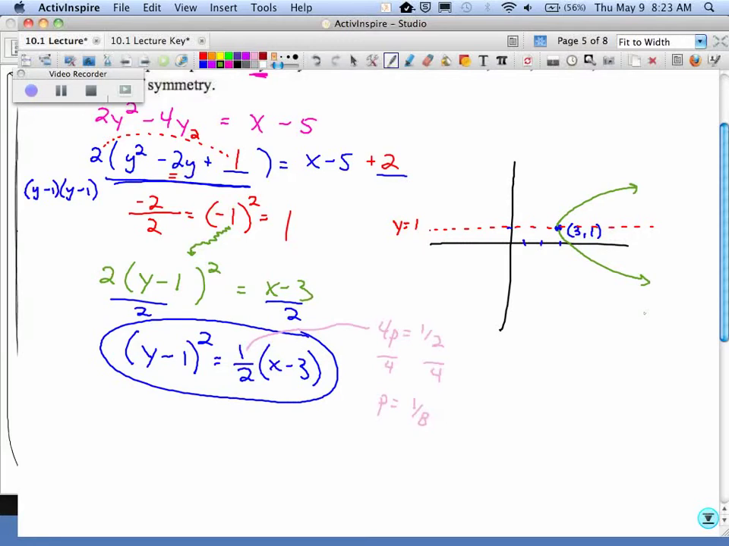So if I move 1/8 inside my parabola here, I would have a focus at 3 1/8, comma 1, and then I go backwards 1/8, and that's x equals 2 and 7/8. You're just adding an eighth to the 3 and subtracting an eighth from the 3 for those two things.